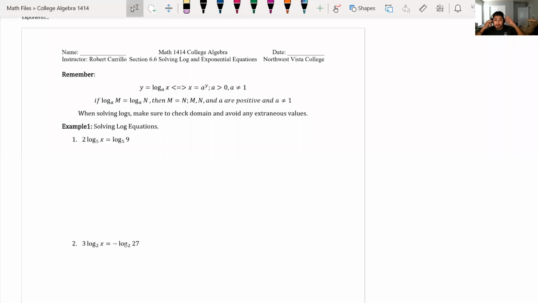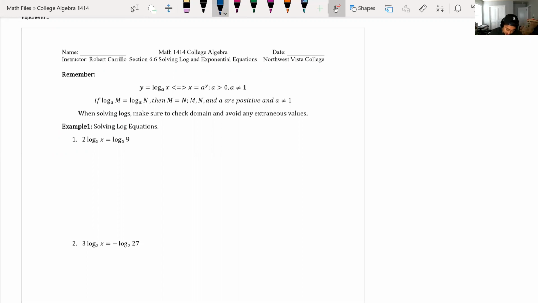All right, let's do this. This is where logs get fun, because now we're solving logs and exponential equations. So we must remember all our log properties, and now we have one new log property. It's very similar to the exponential property, where the bases are the same. You set the exponents equal to each other.